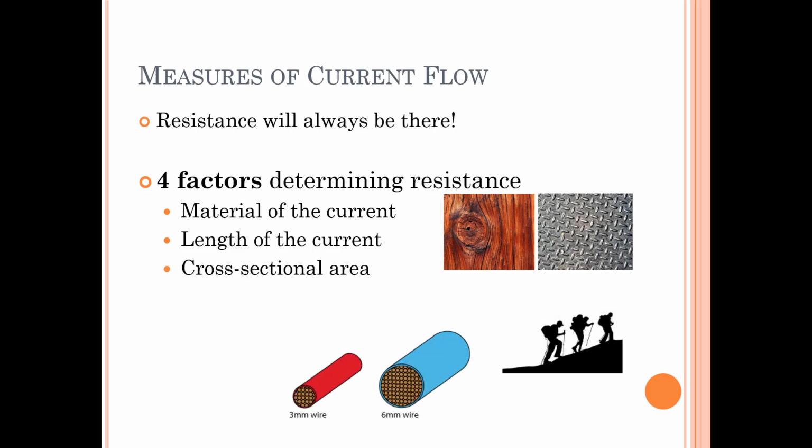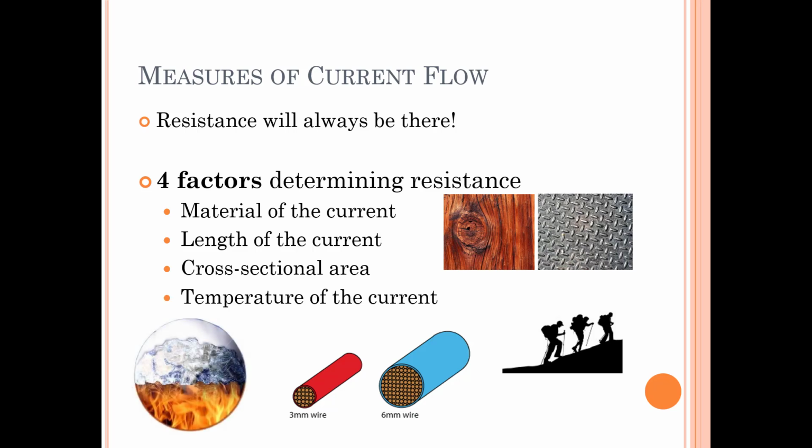Third, the cross-sectional area that the current is exposed to. The larger the cross-sectional area, the less resistance. The smaller the cross-sectional area, the greater the resistance. And finally, the temperature of the current. The colder the temperature, the greater the resistance. The warmer the temperature, the less resistance of the electrical current.